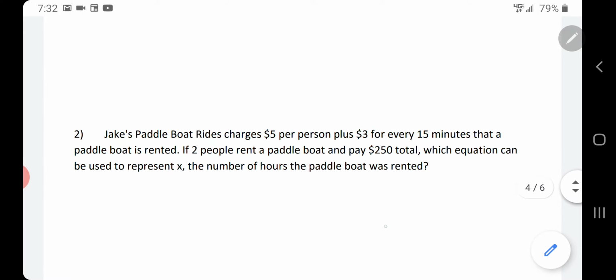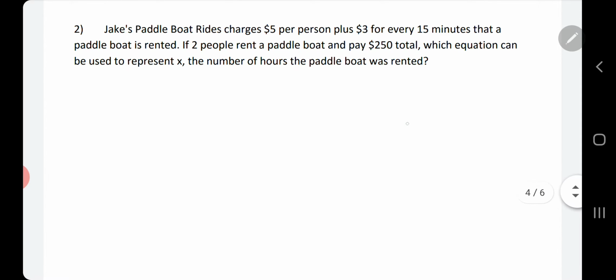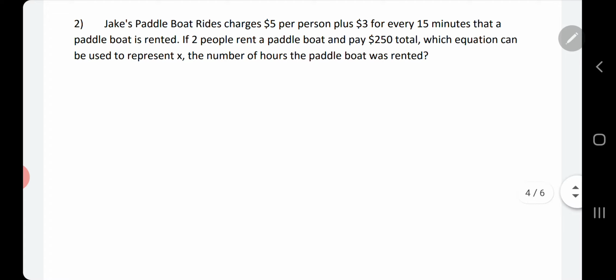All right, moving on to the next one. Jake's paddle boat rides charges $5 per person plus $3 for every 15 minutes that a paddle boat is rented. If 2 people rent a paddle boat and pay $250, which equation can be used to represent X, the number of hours a paddle boat was rented?